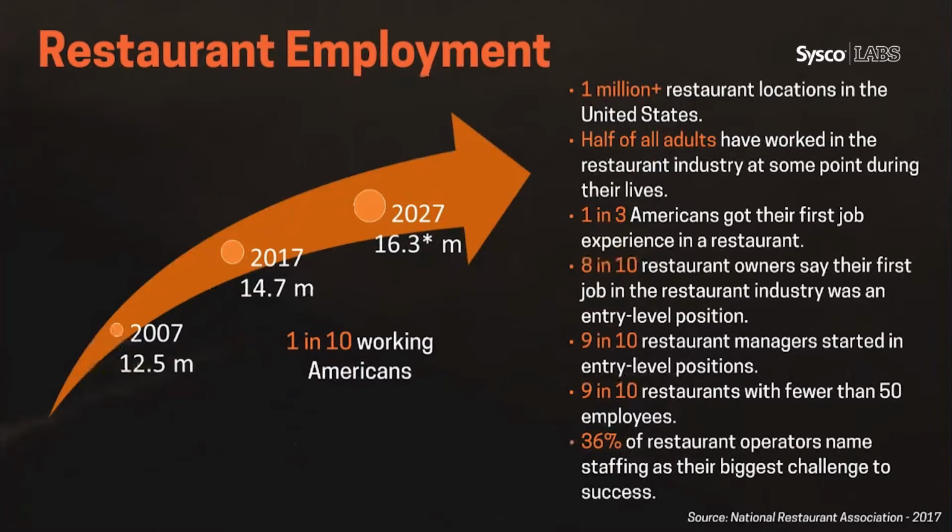This is from an employment point of view. Who actually works in restaurants, right? In 2007, there were about 12.5 million employees in the restaurant industry, a number which is currently at about 15 million, predicted to grow to about 16.3 million by 2027, right? Again, to put it into perspective, our entire population is about 21 million in our country.